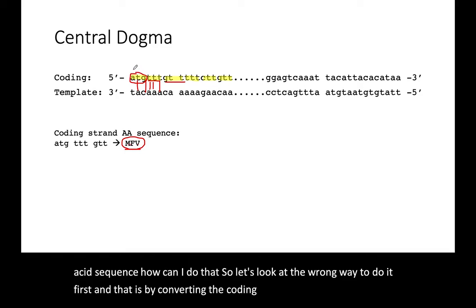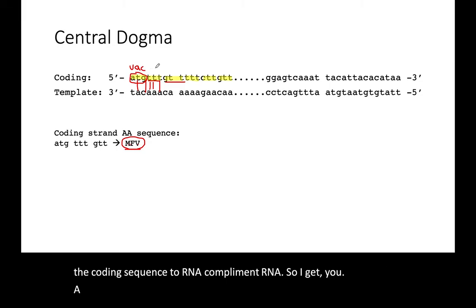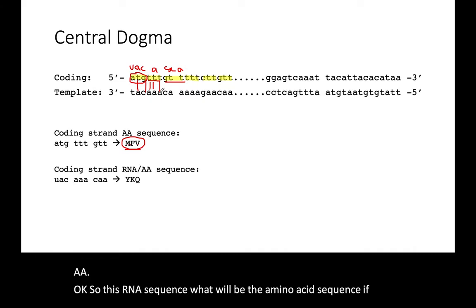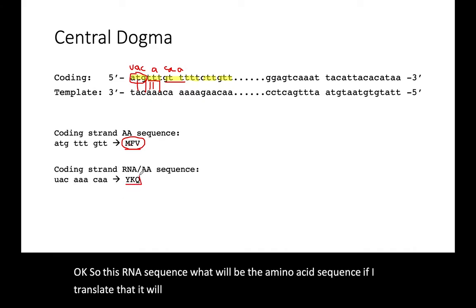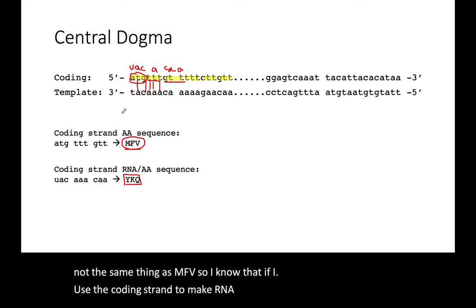sequence to RNA. If I convert the coding sequence to RNA, the complement RNA, so I get U, A, C, and then I'll get 3 A's, and then I'll get C, A. Okay, so this RNA sequence, what will be the amino acid sequence if I translate that? It will be this amino acid sequence, which is very clearly not the same thing as MFV. So I know that if I use the coding strand to make RNA, it will give me the incorrect sequence.